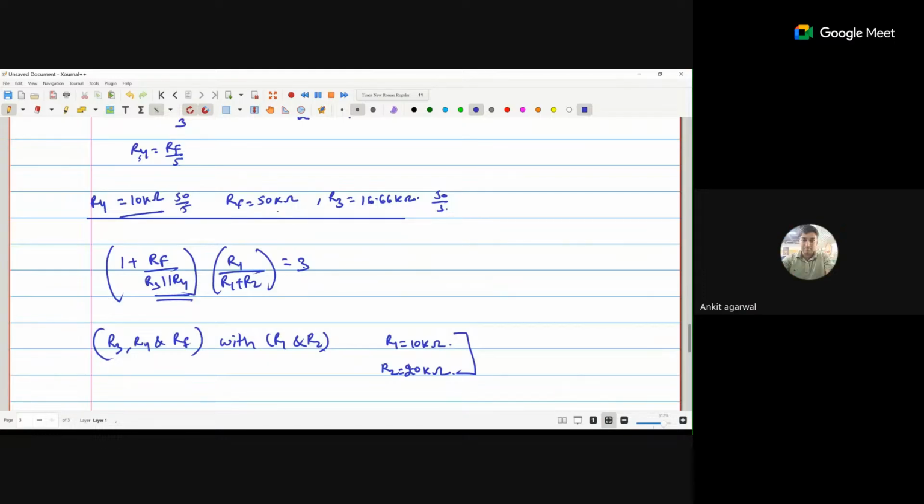Now in the next class, we will solve the questions related to the capacitor. Week 3 capacitor related questions. Okay.